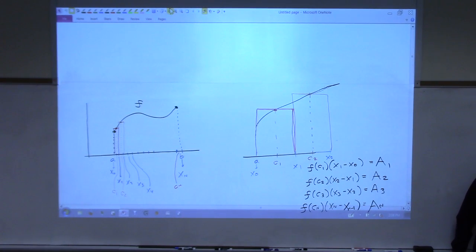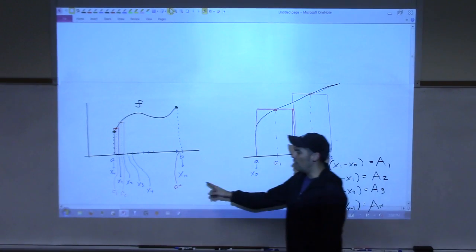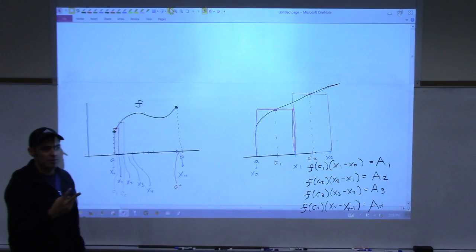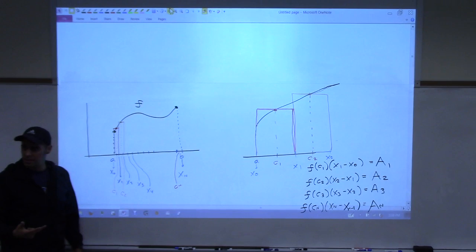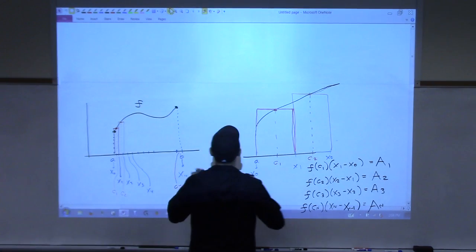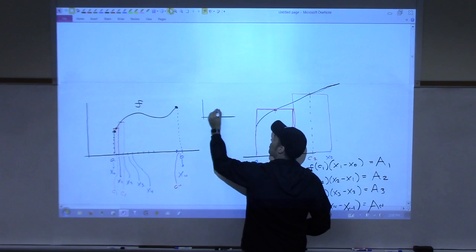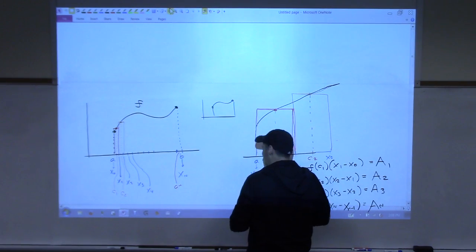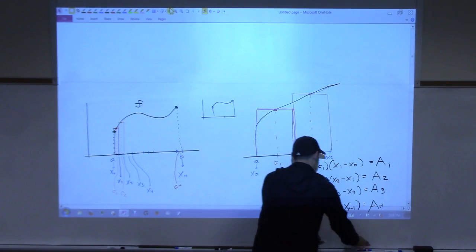Yeah? Now, I said n is the number of rectangles I'm going to have. If I only use 2 rectangles, my estimate's going to suck, isn't it? Imagine that I have this graph. I don't want to erase that yet. Imagine I have this graph, and I only use 2 rectangles.